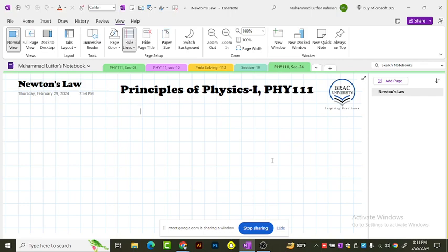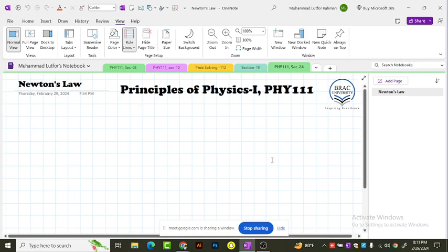And remember, this chapter is very important for your exam. You will get one question from these topics, Newton's laws, with and without friction. So that's why these are very important topics we are going to talk about right now.